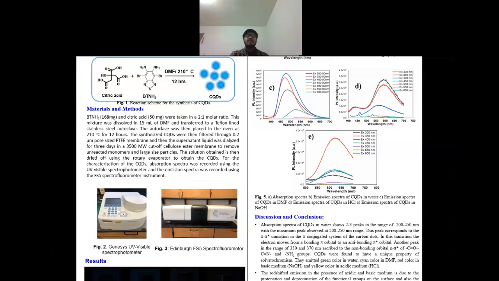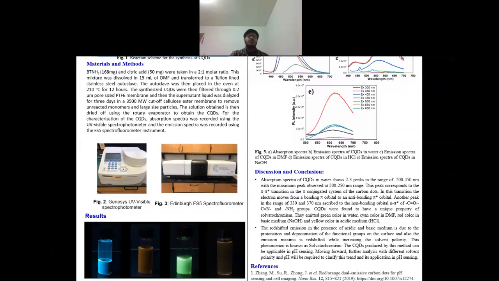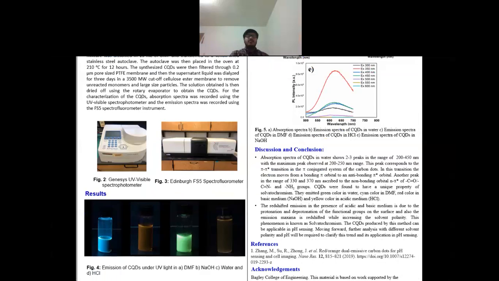The synthesized carbon dots were then filtered through a 0.2 micrometer PTFE membrane, and the filtrate was dialyzed for 3 days in a 3500 molecular weight cutoff cellulose ester membrane to remove any larger particles. The solution obtained was then dried using a rotary evaporator to obtain the carbon dots. These carbon dots were characterized using a UV visible spectrophotometer and an FS5 spectrofluorimeter, which are shown in figures 2 and 3 respectively.